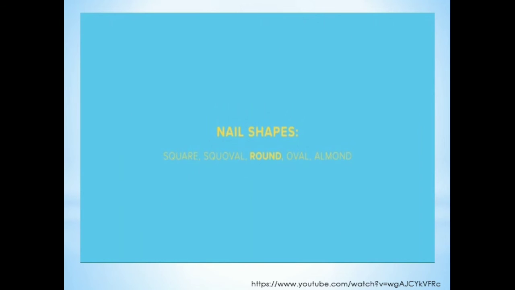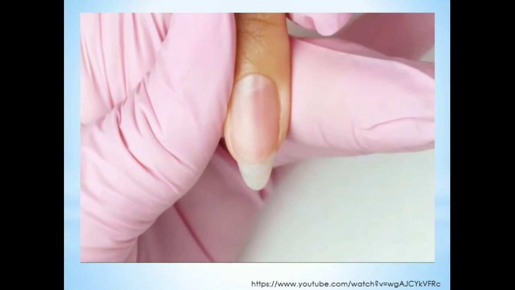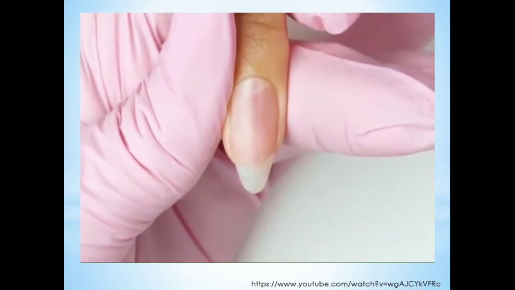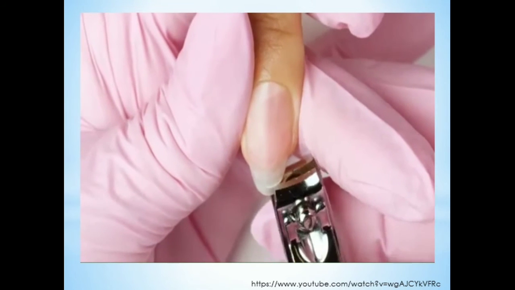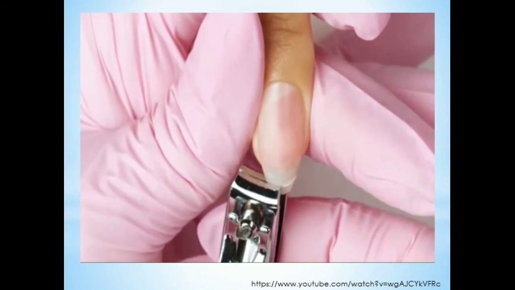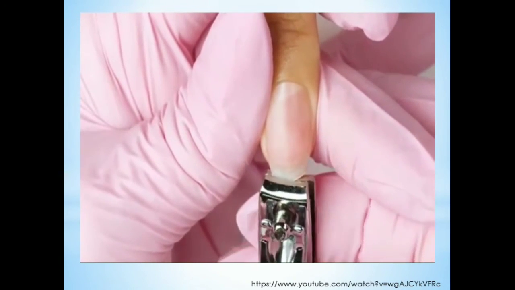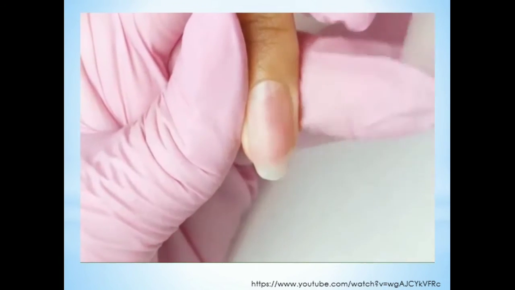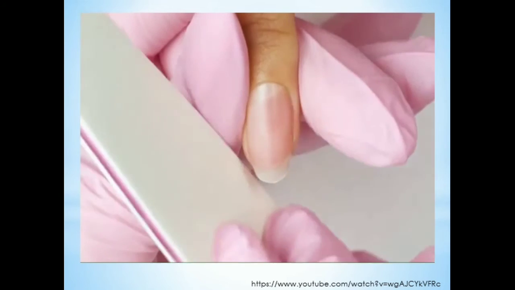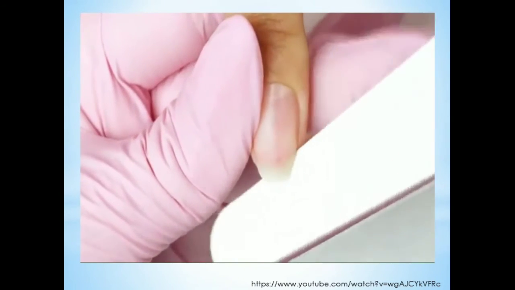Round nails are easy to maintain, and great for those who prefer a short length. To shape, I cut nails to my client's desired length while keeping the final shape in mind. With your file, follow the natural curve of the fingertip until the desired roundness is achieved.